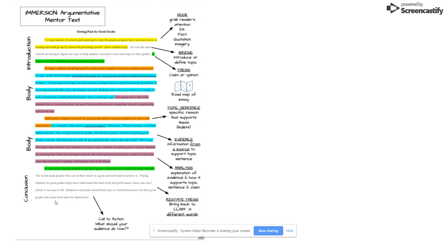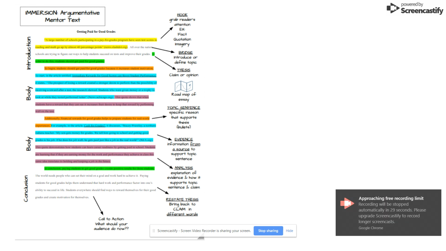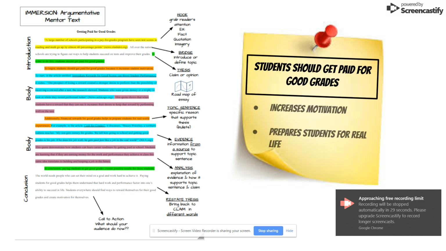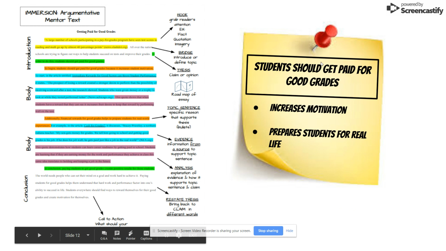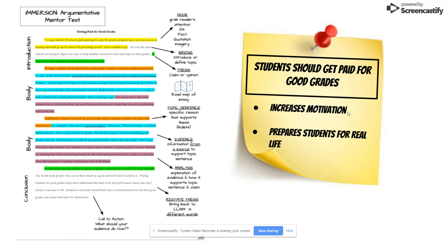I want you to think for a moment looking at this. If you were to imagine how this writer had maybe started this essay as a box and bullets outline, what do you imagine the box would be? And what do you think those bullet points might be? And here's your box and bullets. Probably started out as a box idea: students should get paid for good grades, with the bullets of increasing motivation and preparing students for real life.